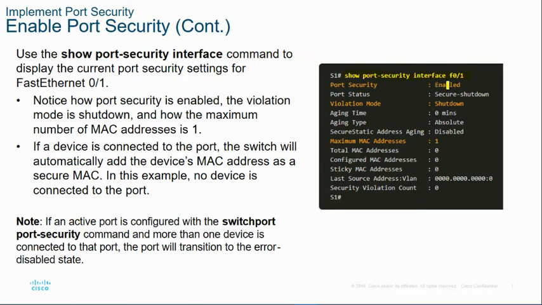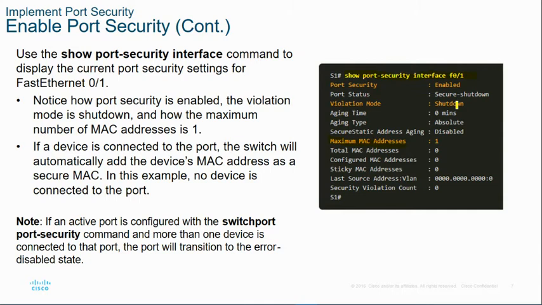What is given here? Enabled. That means in the interface F01, the port security is enabled. You can see the other information. What is the violation mode configured in the interface F01? It is shutdown. And how many maximum MAC addresses are allowed in the interface F01? It is 1. The default value for the violation mode is shutdown, and the default value for the maximum MAC address is also 1. This is the default value.